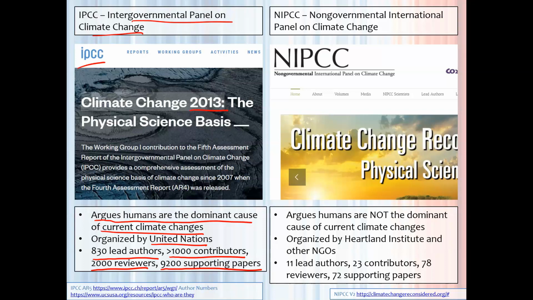Now, set up in response to that has been an organization called the Non-Governmental International Panel on Climate Change, NIPCC, to match the acronym over there. And they are arguing that humans are not the dominant cause of current climate changes. I want to point out that there are some scientists that argue this. Organized by NGOs such as the Heartland Institute, it has 11 lead authors, 23 contributors, 78 reviewers, and 72 supporting papers. So the weight of evidence is a little heavier in the favor of the IPCC report.